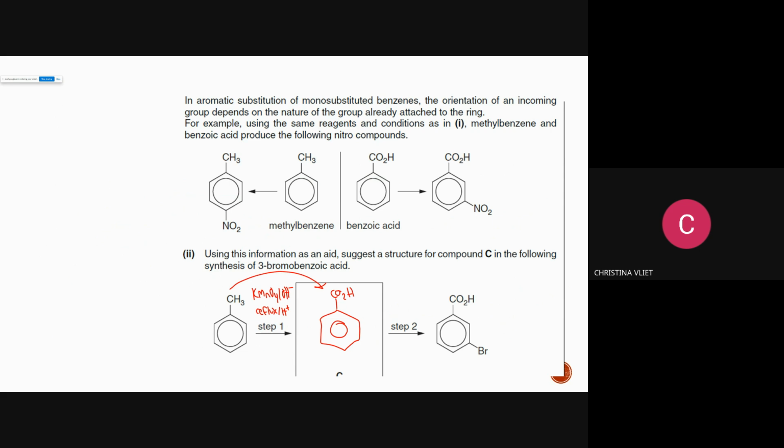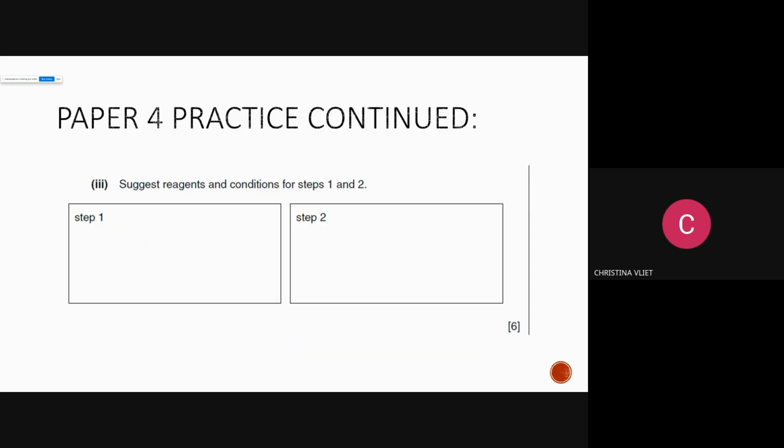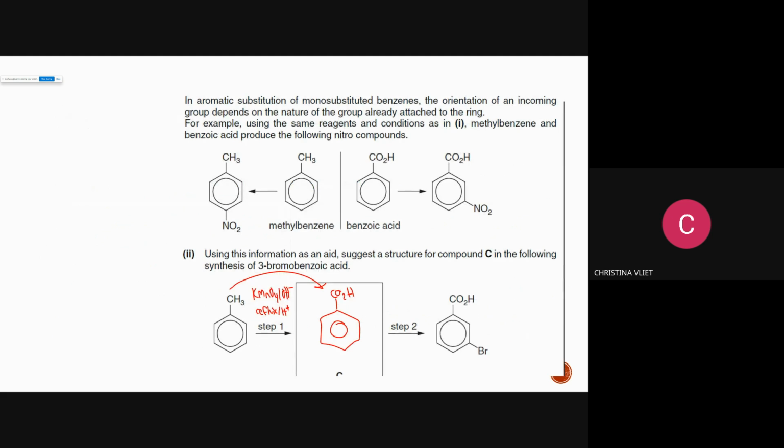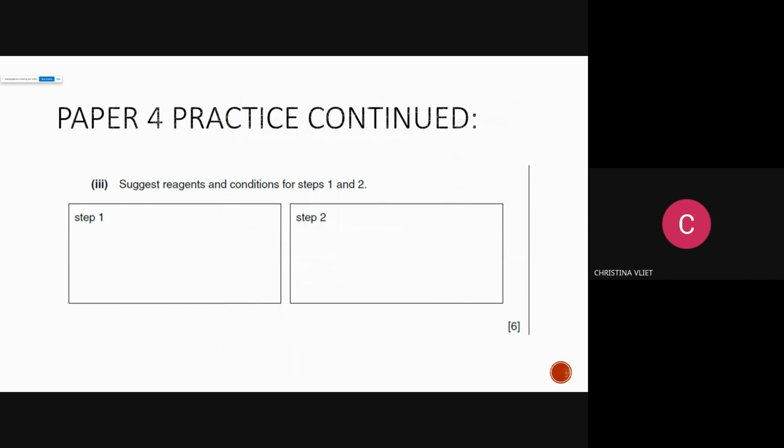Now, I told you reagents and conditions were not asked, but guess what? What's asked for in the next slide? Reagents and conditions. So I just gave them to you for step 1, didn't I? To change the methyl group, the R group, to a carboxylic acid, we have to use KMnO4. This is a hard one to remember because it's a lot of stuff. For step 1, we have to do KMnO4 and OH minus, and then we have to acidify afterwards.